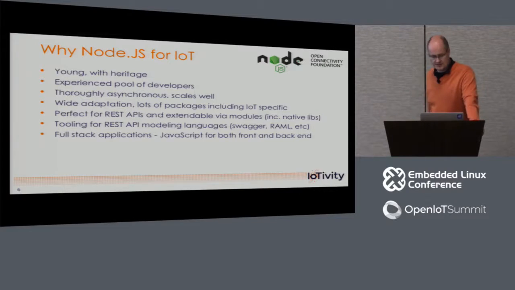You can use modern tooling like Swagger or RAML to document and prototype your APIs. And last but not least is full stack applications, meaning that you can write with JavaScript both the server and the client side. So you only need one set of skills in the team, and you can do some sharing in terms of the code base.